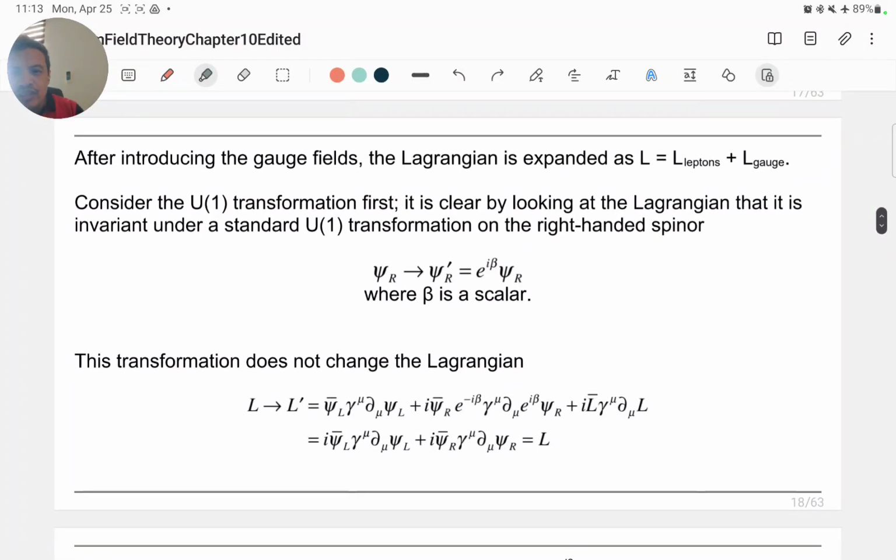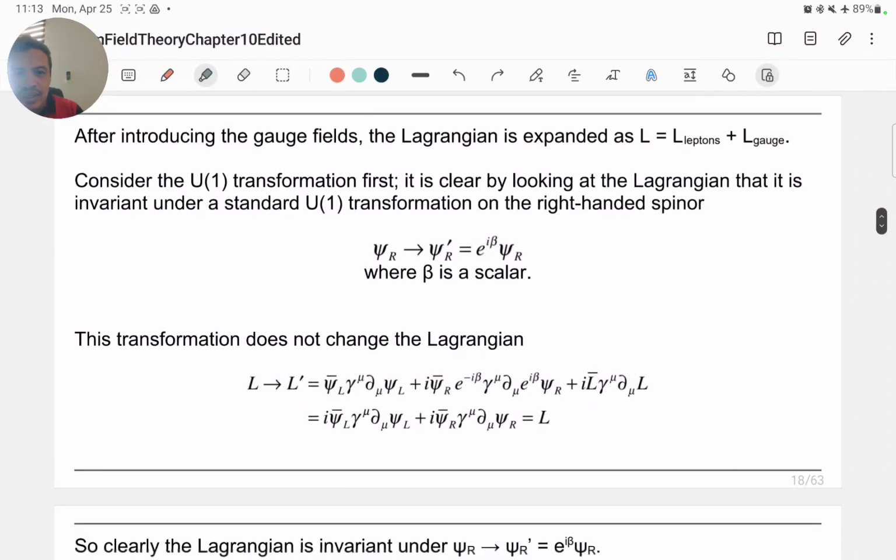So after introducing the gauge fields, the Lagrangian now becomes the sum of the leptons plus the gauge field. By the way, the lepton Lagrangian is expanded into three identical parts, except that they have different masses. L lepton is a combination of the Lagrangian of the electrons, the muons, and the tau.